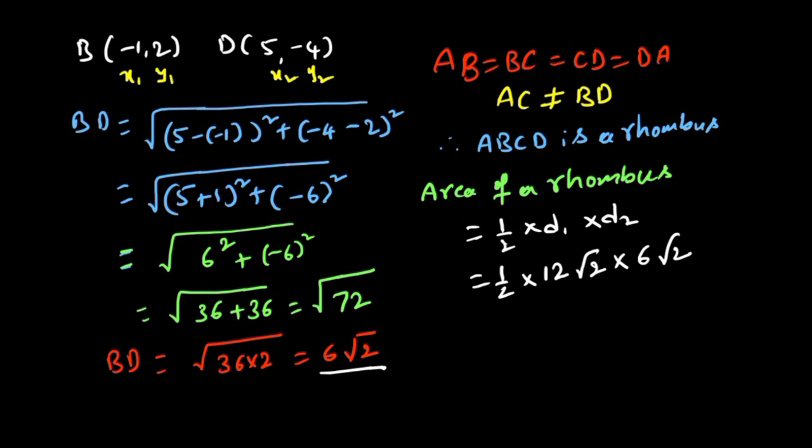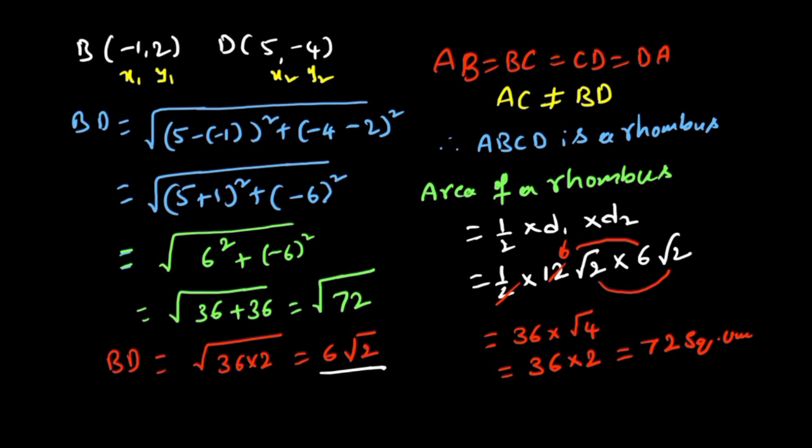Now we can cancel here, the 2 and the 2 times 6 will get cancelled. Then we have 6 into 6, 36. Root 2 into root 2 equals root 4. So finally we get 36 into root 4, which is 2, that equals 72 square units. So it's a very important problem for 4 marks.